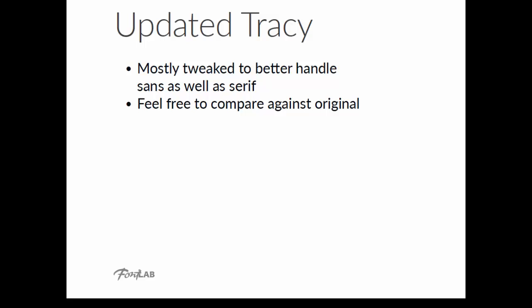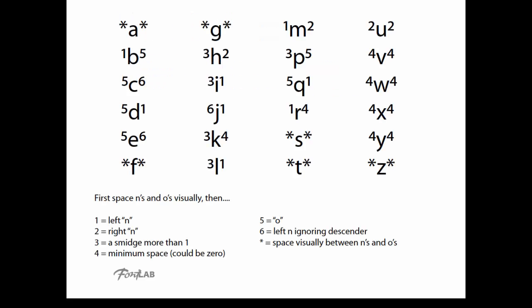Now, here's my updated version of Tracy's stuff, which I've tweaked to better handle sans as well as serif. You can compare it against his original if you like. So here's a whole chart, and again, I would say just look at the video. Don't try to copy this down. So first, space your N's and O's visually, and then you can use this as guidance.